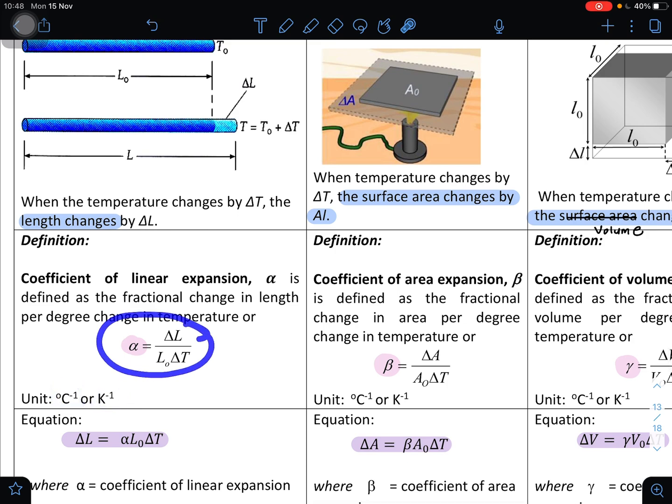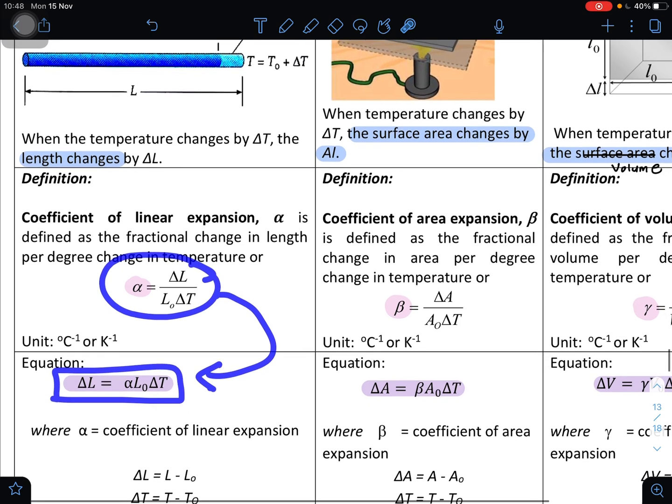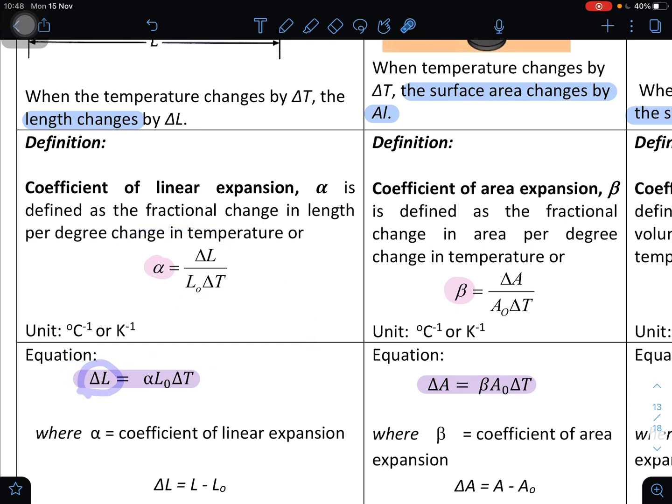Okay, so from this formula, we can rearrange and then get this equation. Because usually the question will ask what is the value for delta L or L0 or delta T. Usually they will ask that, they will not ask us to find the value for alpha. So basically the coefficient here just indicates that when the alpha of a certain solid is higher, it will expand faster.